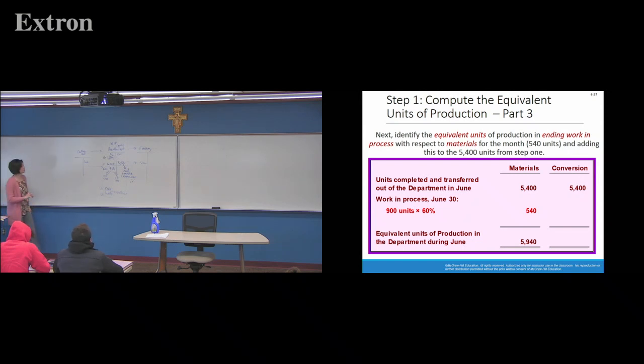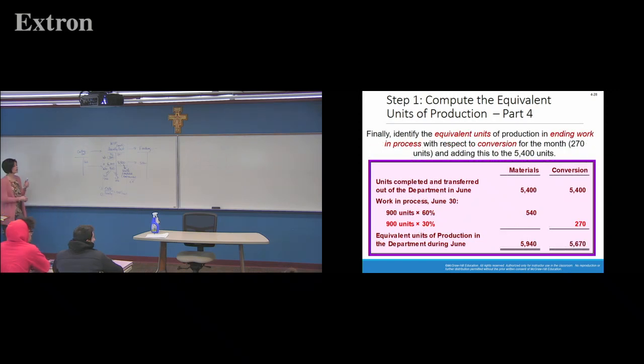Now, my work in process, June 30, that's my ending balance. We'll address first the materials. Look, 900 times 60 is 540, right? So we put that number of units under the materials column. So therefore, I have an equivalent units of production in the department for just materials, 5,400 plus the 540, which is 5,940, okay?